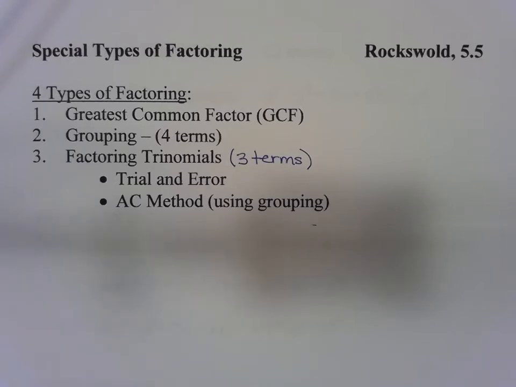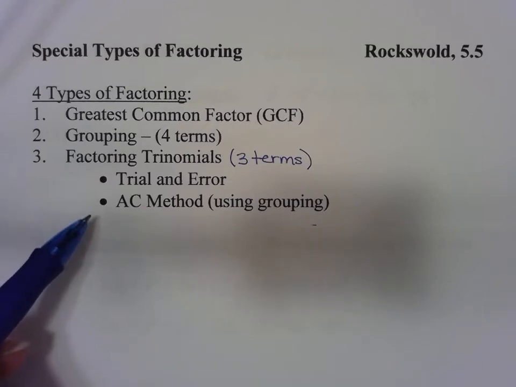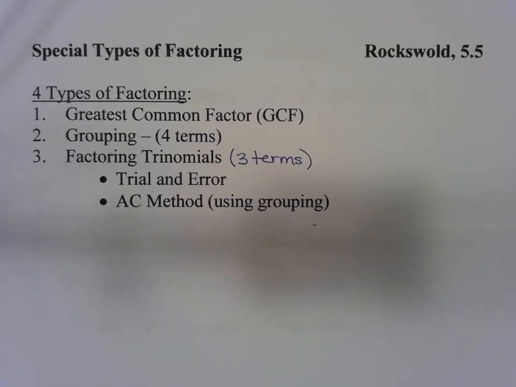I'm going to add to that now some special types of factoring. I'm not changing the 2 methods that are listed here. I'm just going to show you some examples where, when I use trial and error or the AC method, I get a special result. We're going to do that first, and then we're going to add the 4th category, which is factoring binomials, so 2 terms.